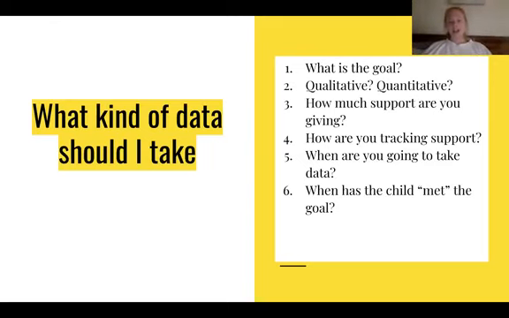And then number 6, when has the child met the goal? And that's going to be tracking accuracy or whatever you're trying to measure, and then the support, and also over the amount of sessions. So if they get the accuracy with the support for 2 sessions, and then they have to get it for the 3rd and they don't get it for the 3rd, you have to start over. The child hasn't met that goal yet. They need to meet it 3 in a row.